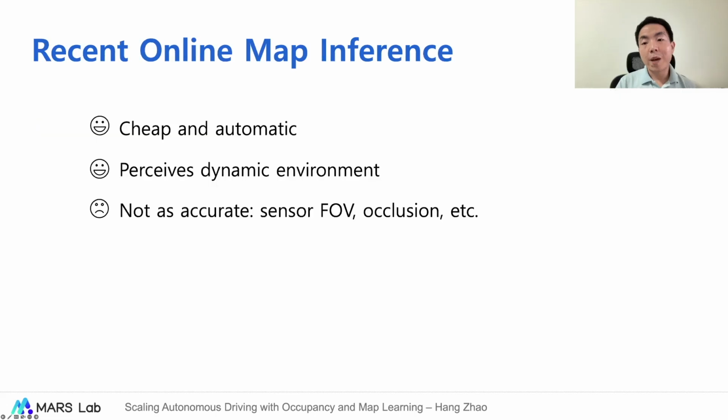But online map inference is far from perfect. It gives inferior performance compared to human annotations due to several issues. Say, the sensor field of view is limited due to occlusions, etc. So, can we do even better so that it performs very close to the human annotations?